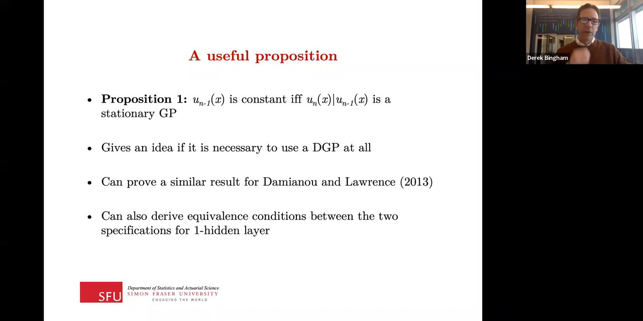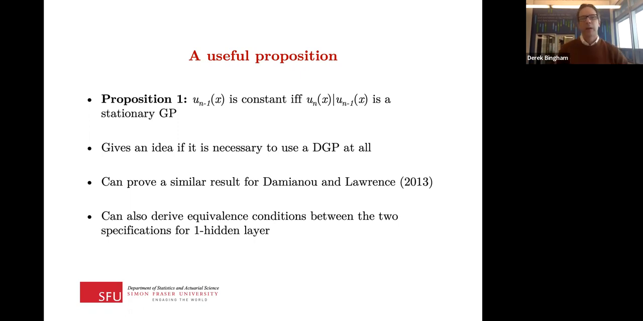One of the propositions that we can actually prove is that u n minus 1 is constant if and only if u n is a stationary GP. So if I have the n minus 1th hidden layer and go to the next hidden layer, it's constant if and only if u n is a stationary GP. It goes both ways. If u n minus 1 is constant, then u n conditional on u n minus 1 is going to be a stationary GP. This gives you an idea of whether it's necessary to do a deep GP at all, because as you estimate those layers, you get something that is essentially flat as you move across.